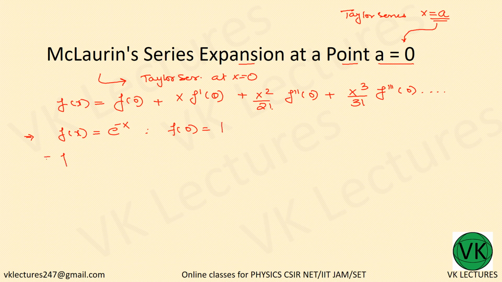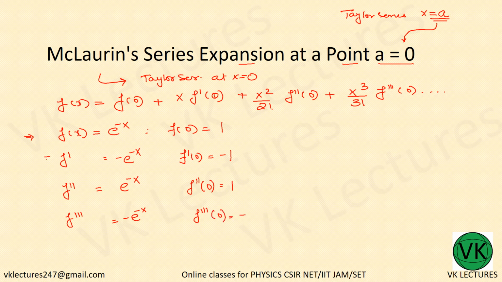Now the first derivative f dash is equal to minus e to the power minus x, then f dash of 0 equal to again minus 1, then f double dash is equal to e to the power minus x, because minus 1 gets cancelled, so f double dash at 0 equal to 1 again. Now f triple dash equal to minus e to the power minus x, f triple dash of 0 again is equal to minus 1.